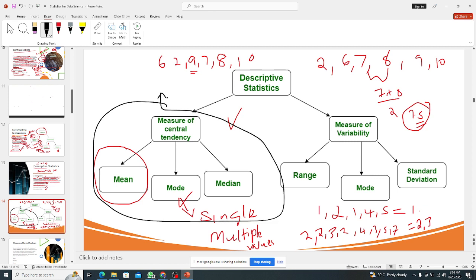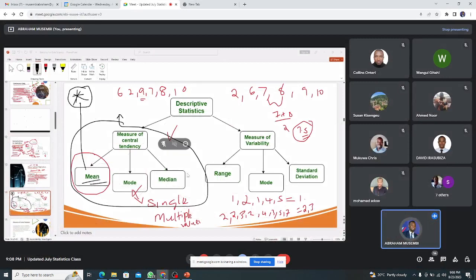So when doing analysis, it is not advisable to use mean only to make conclusions. Why so? Why can't we use mean to make some conclusions in an analysis?